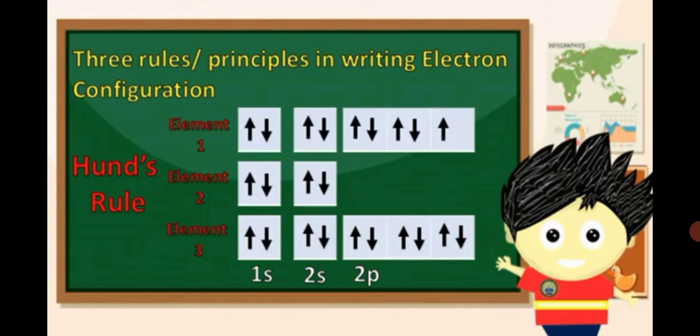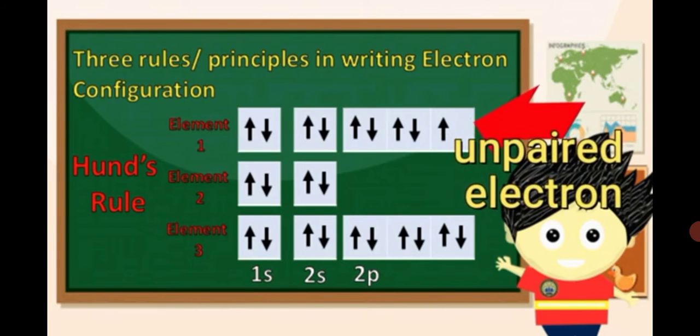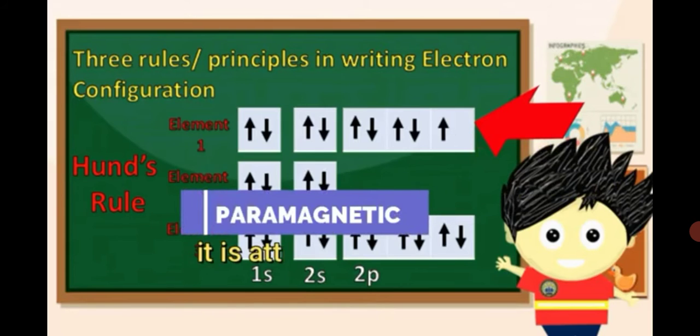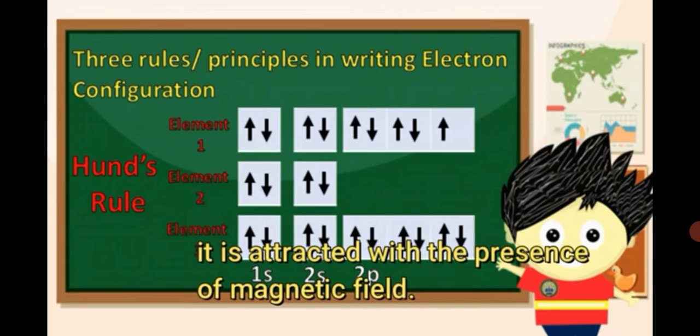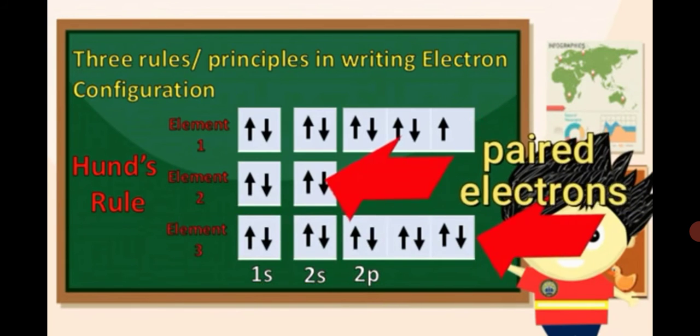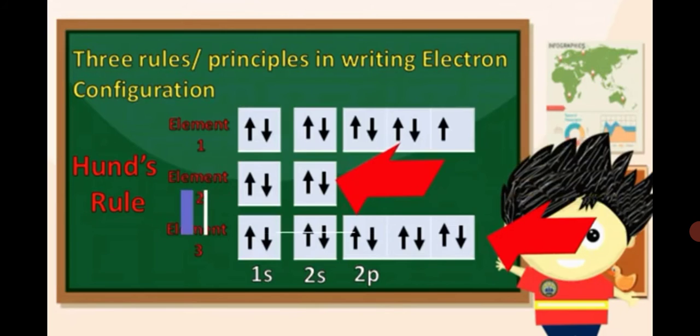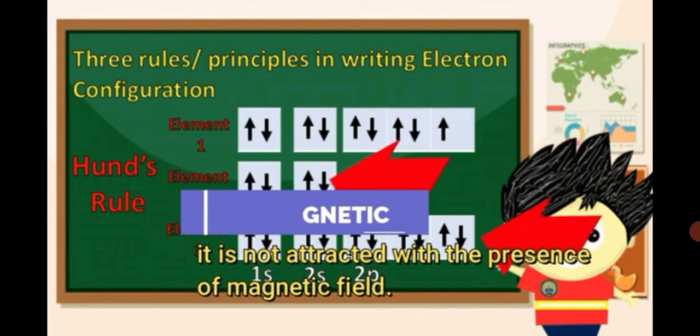Mapapansin natin na magkakaroon ng pagkakataon na sa orbital ay magkakaroon ito ng paired electrons sa pinakamataas na energy level. Kadalasan, ito ay maaari ding magpakita ng unpaired electron sa pinakamataas na energy level. Ipinapakita naman ito kung ang isang element o atom ay maaaring maging attractive or not attractive sa presence ng magnetic field. Kapag ang orbital ay may presence ng unpaired electron, gaya ng sa nakikita natin sa element number 1, ito ay tinatawag nating paramagnetic kung saan ito ay attracted to the presence of magnetic field. At kapag ang orbitals naman ay filled with paired electrons gaya ng sa elements number 2 and 3, ito ay tinatawag na diamagnetic kung saan hindi ito naaapektuhan ng magnetic field.